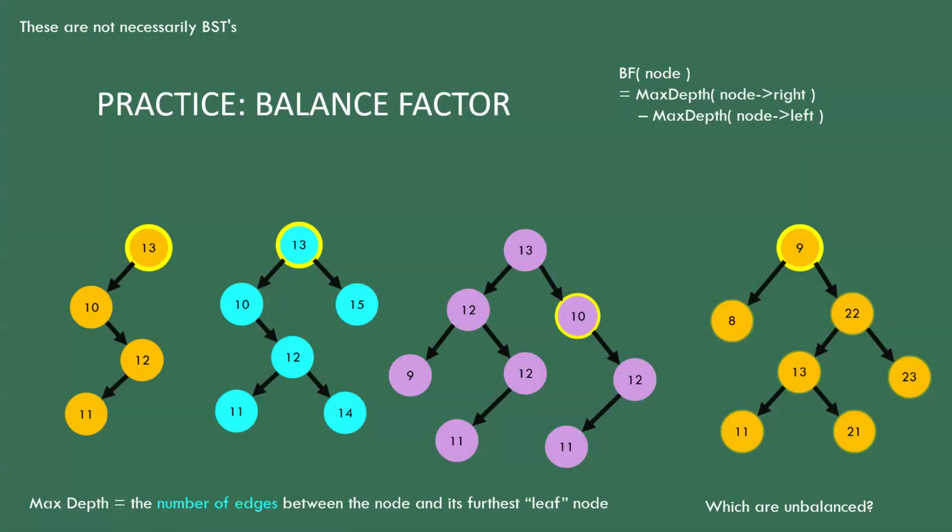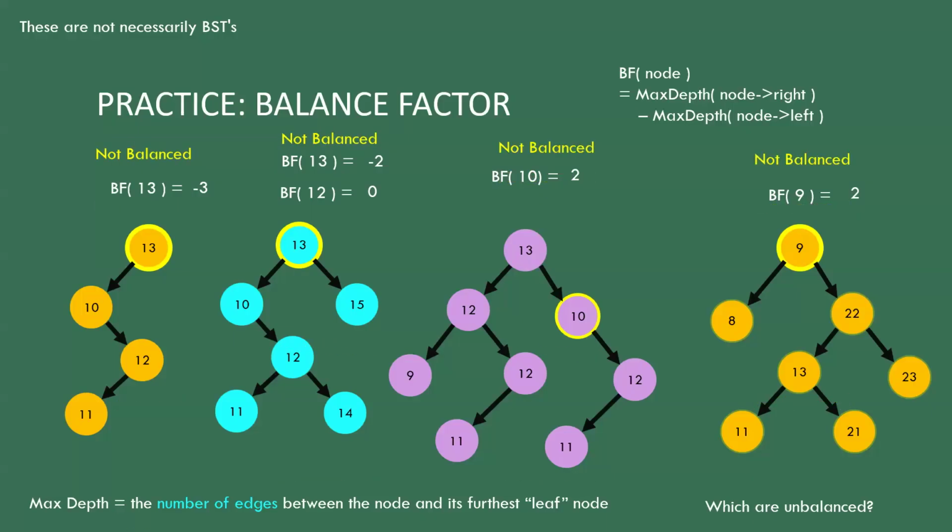A couple more and then we'll let it go. Over here, balance factor at 13, right minus left, 0 minus 3, -3. Balance factor at 13, 1 minus 3 gives us a -2. Balance factor at 12, it's going to be 0. It depends on where we're asking the question as far as any quiz questions go. Balance factor at 10, 2 minus 0, that's 2. Balance factor at 9, 3 minus 1 gives us a 2. Hopefully relatively straightforward. Not balanced, not balanced, not balanced, and not balanced.